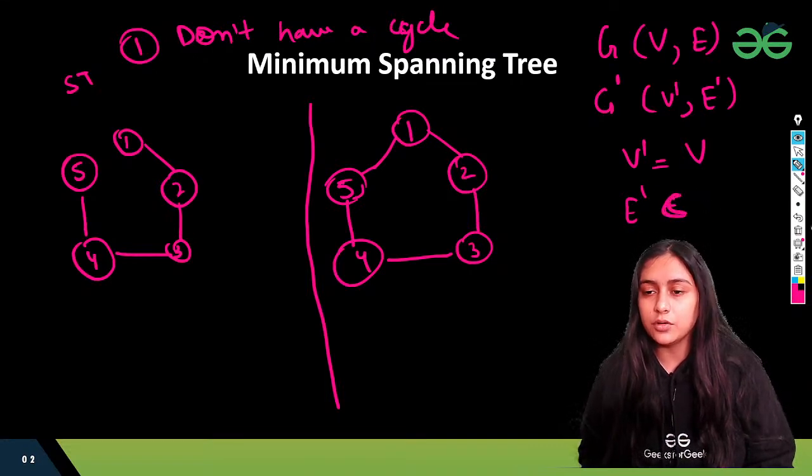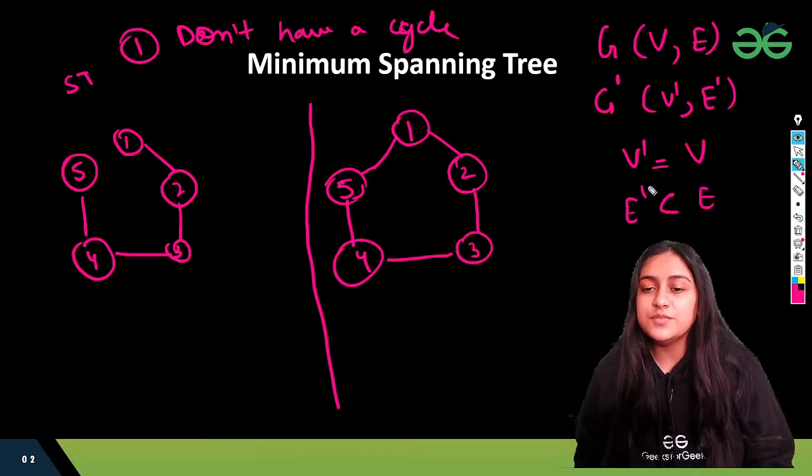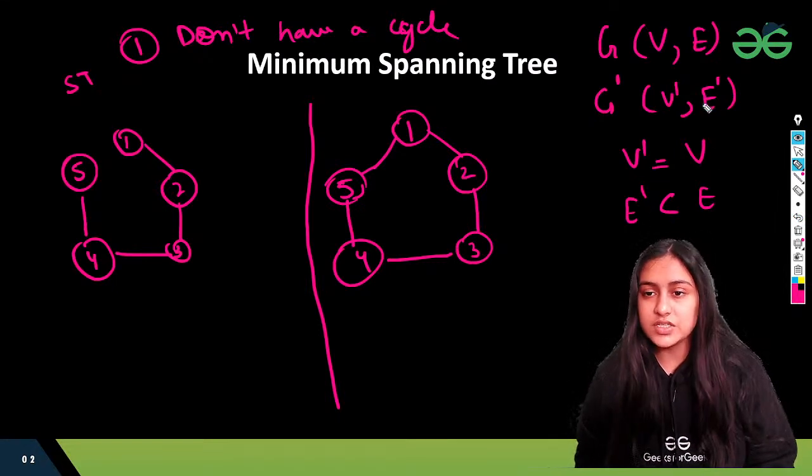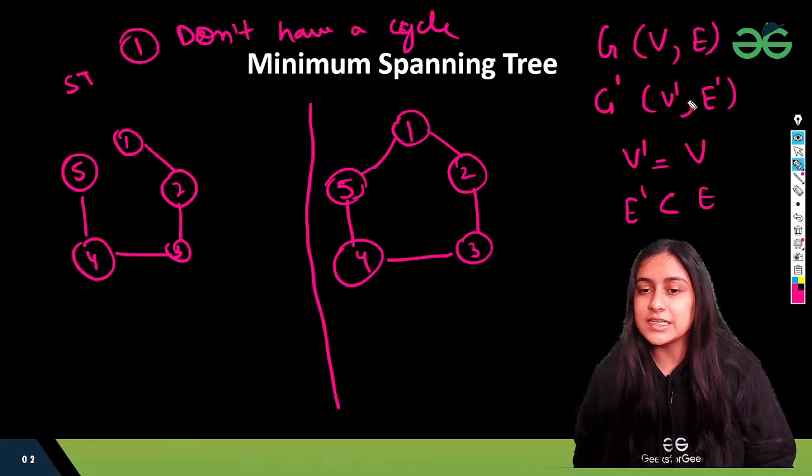Okay, I have done belongs to. Yeah, E dash is a subset of E. So the number of edges will always be less than the edges that we have in the main graph. Okay, there's a difference of edges in spanning trees.